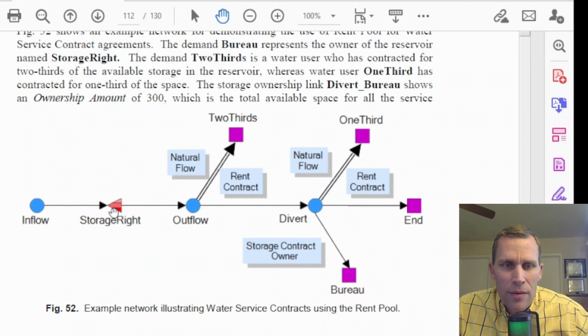We have inflow, we have the storage right reservoir, and then over here is the bureau. This is the owner of 100% of the storage in the storage right reservoir. And they're going to sell two-thirds of their water to this two-thirds demand user and one-third of the water in the reservoir to this one-third demand user. That's just the name. So we're going to have multi-links representing natural flow and the contracted amount for all of the users who make a purchase.